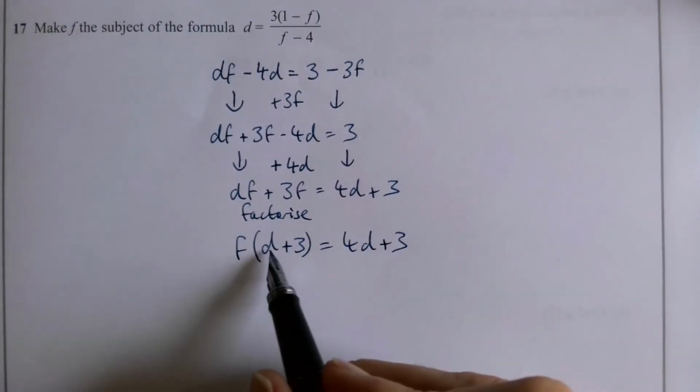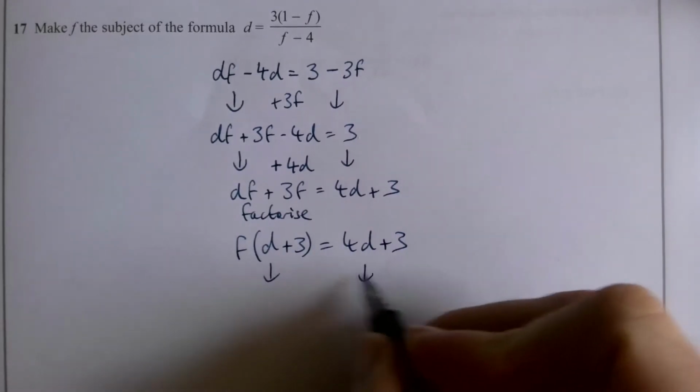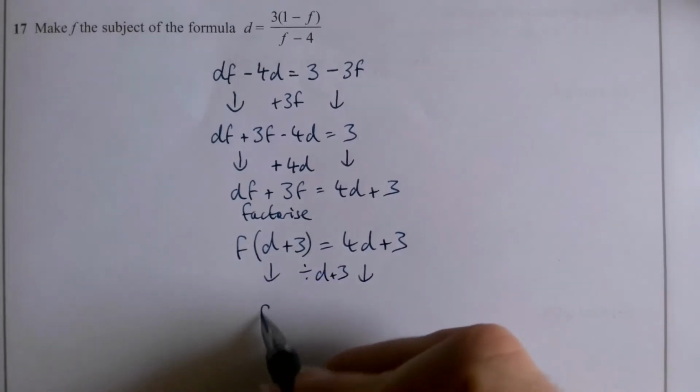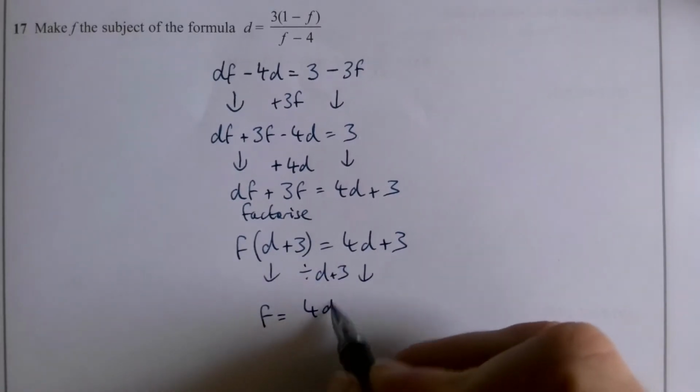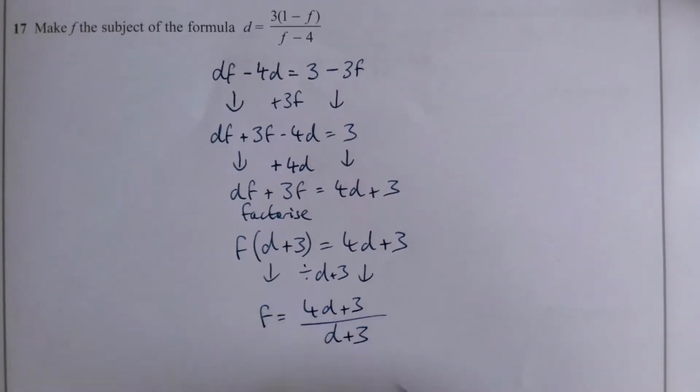And now's the clever bit. This is being times by d plus 3. We just need to divide by d plus 3. And that's going to give us f equals 4d plus 3 all over d add 3.